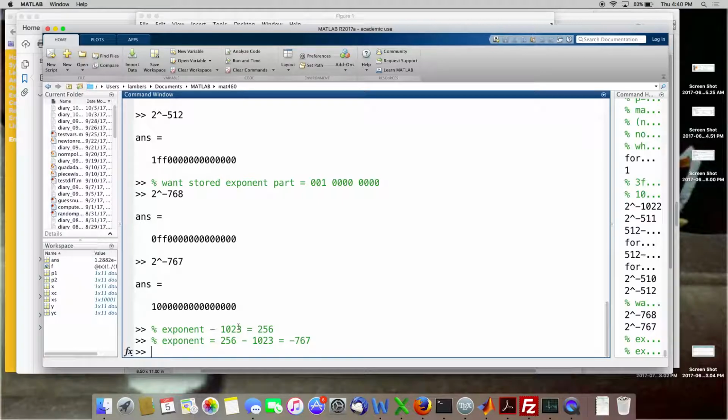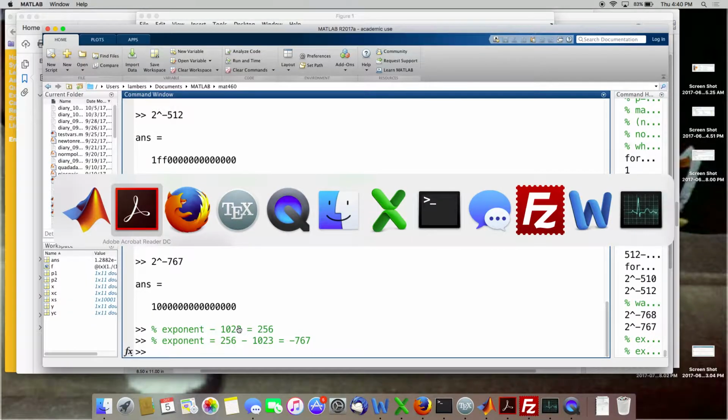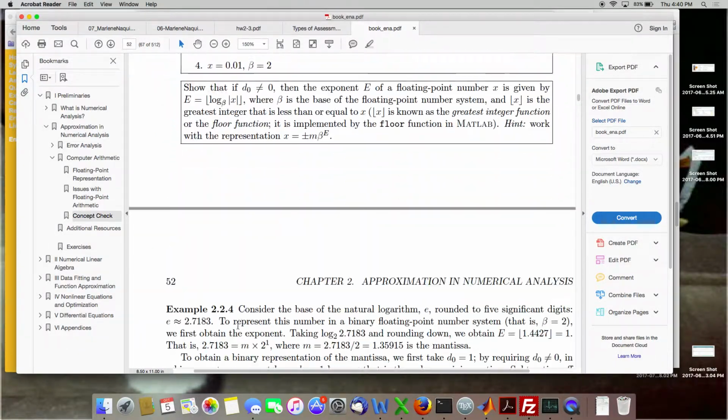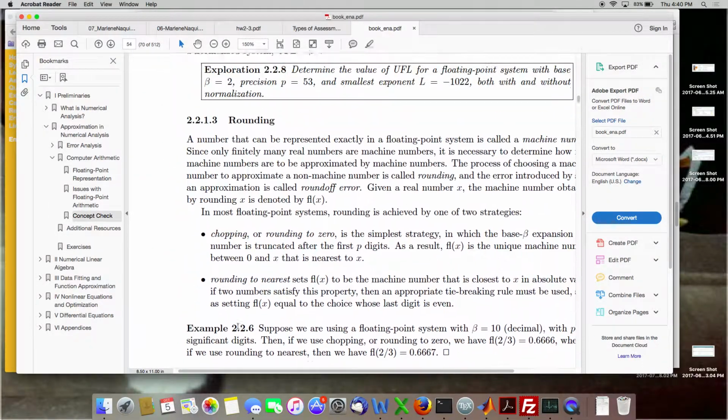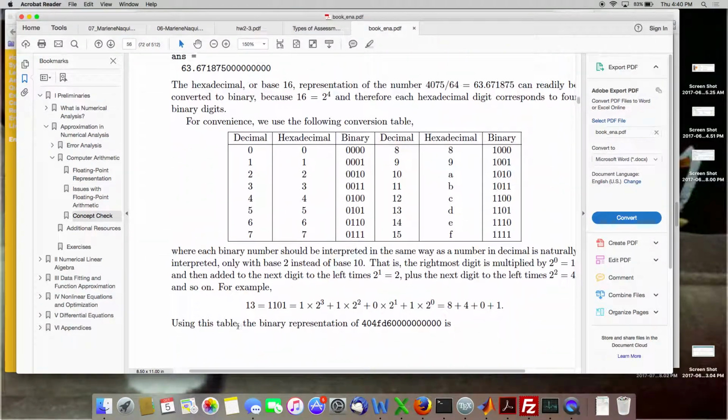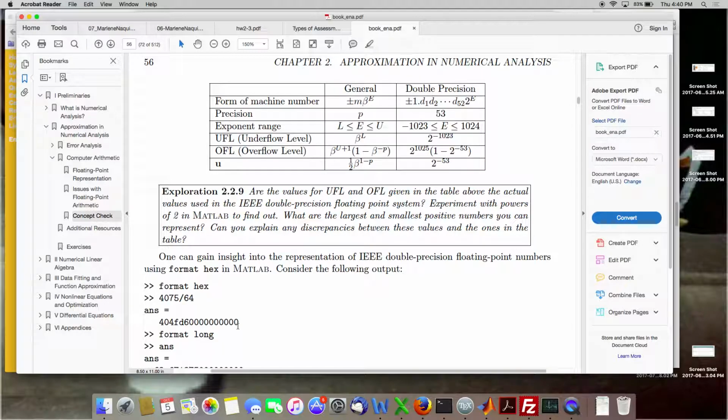I have another question. I think you talked about this, but for exploration 2.2.9. Are we, when we put it in MATLAB, going to do it in format hex? Oh, no, don't do format hex. Just enter them as regular numbers. If a number cannot be represented because it's too large, you'll get infinity. If it's too small, you'll get exactly 0.